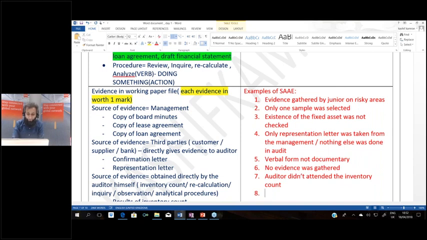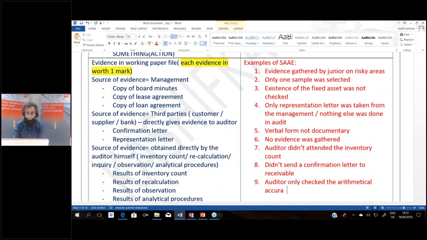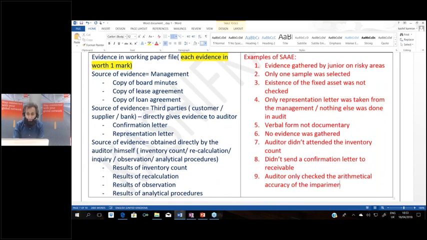The auditor didn't attend the inventory count. The auditor didn't send a confirmation letter to receivables. Or the question says the auditor only checked the arithmetical accuracy of the impairment working.